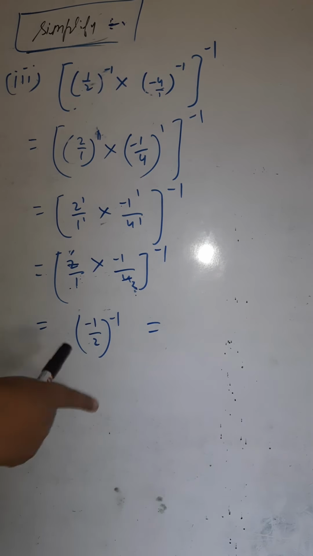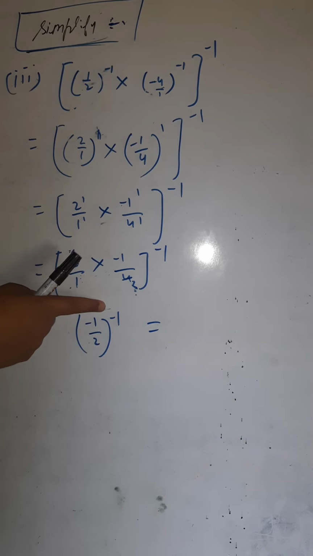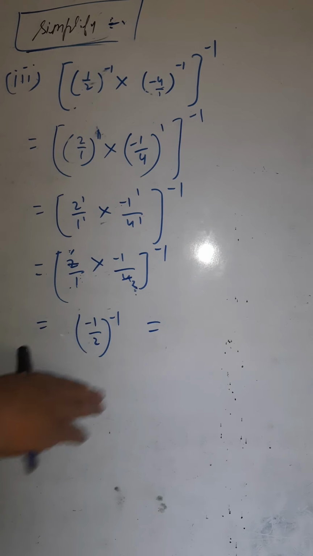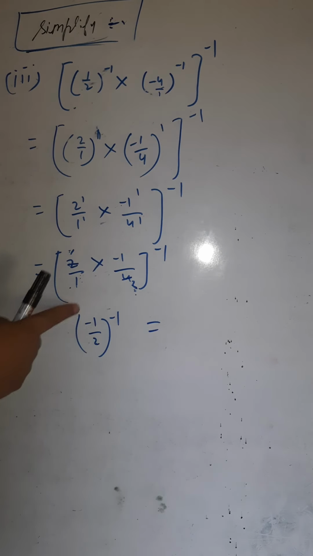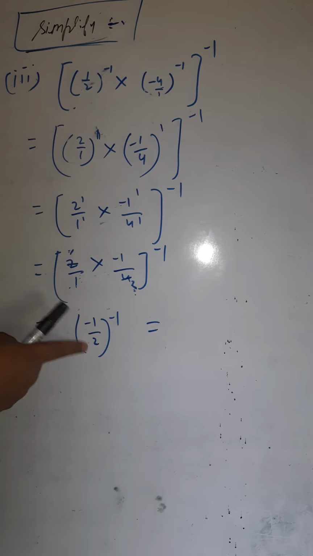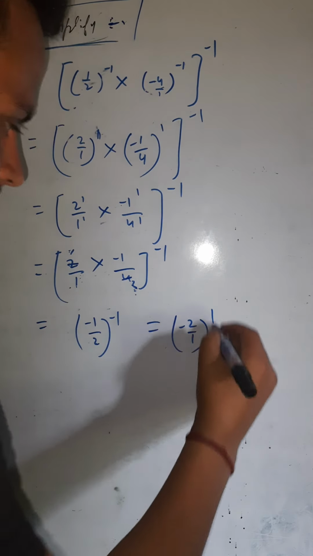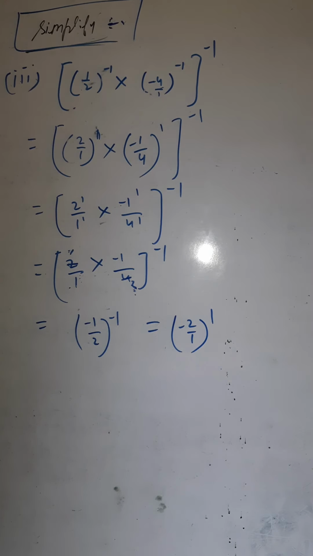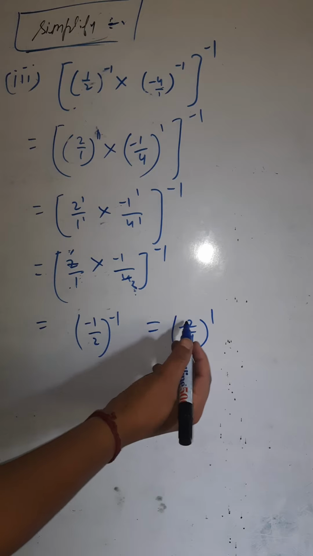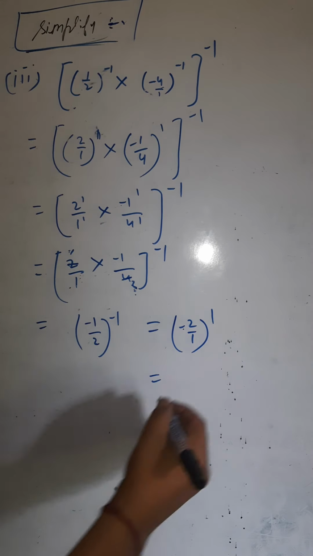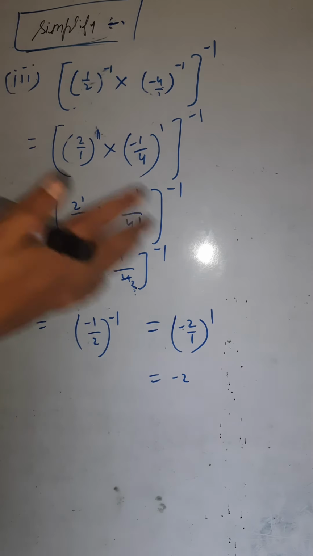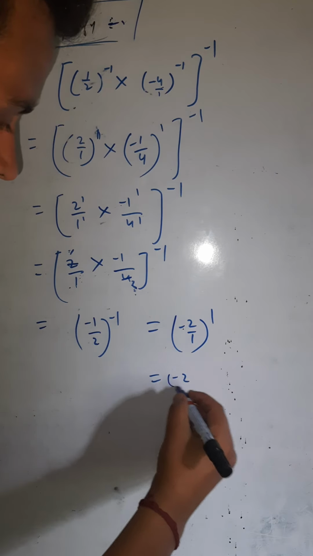Are you getting this? Now if you see, again the exponent is minus 1. You have to change this exponent to the positive 1. So how do you change this? If I write the reciprocal of the inside fraction, it is minus 1 by 2. So I can write it as minus 2 by 1, whole raised to the power plus 1. Exponent would become the positive 1. Are you getting this? So I can write it as minus 2 by 1 can be written as minus 2 only. Whole raised to the power 1 is there.